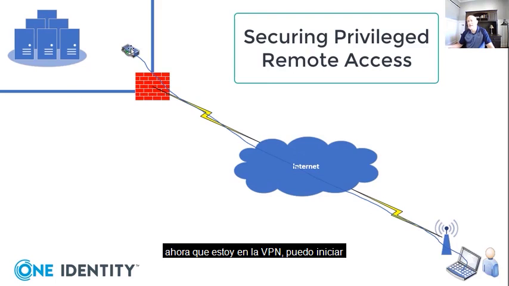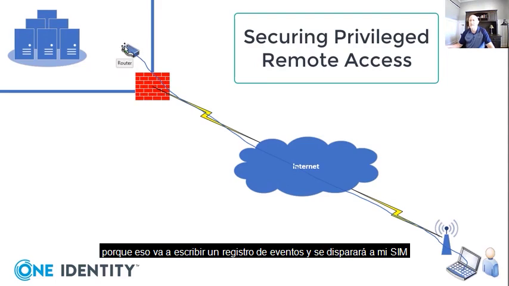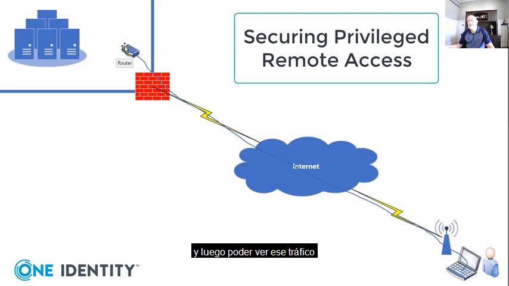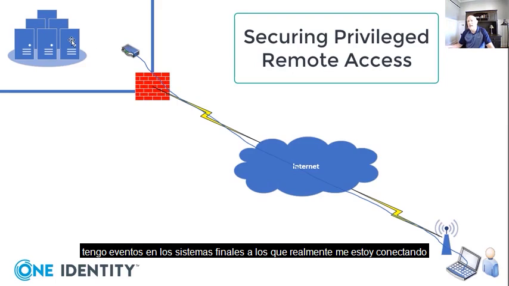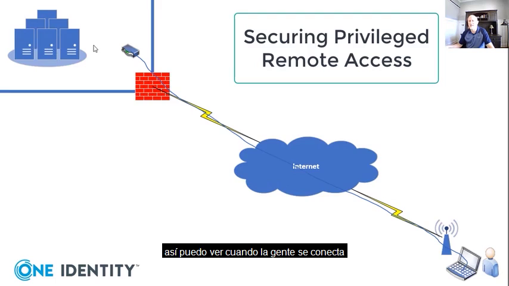We want to encrypt it at every opportunity that we have, and the VPN provides that. So once I'm at the VPN, I now can launch my remote desktop or my SSH down here and connect out to these end systems. So I've got an auditing mechanism at the VPN. So I know when people are connecting to my VPN because that's going to write an event log and that's going to fire out to my SIEM, and I'll be able to go back and look at that traffic later. Then I have events on the end systems that I'm actually connecting to, so I can see when people are connecting and authenticating. That's really about all I can do from that perspective.